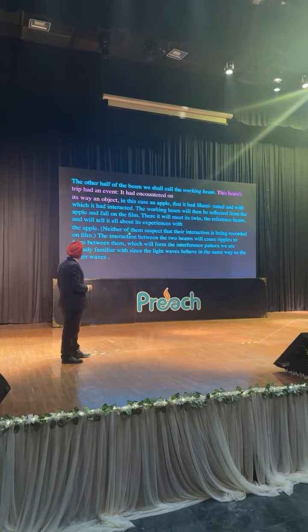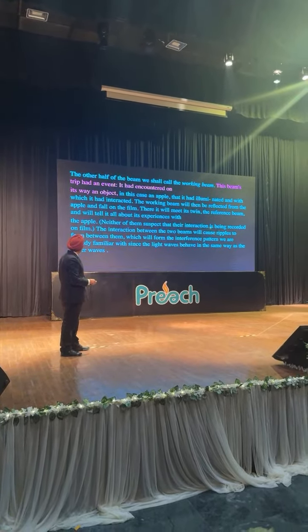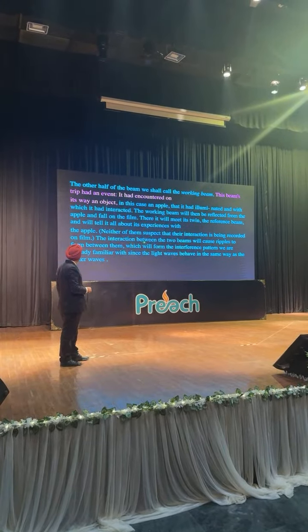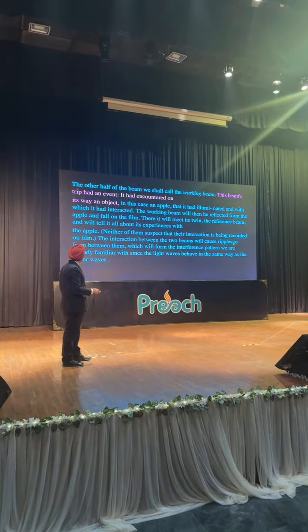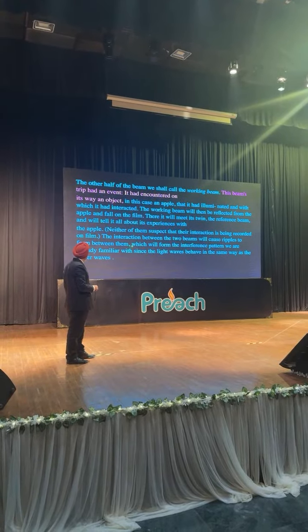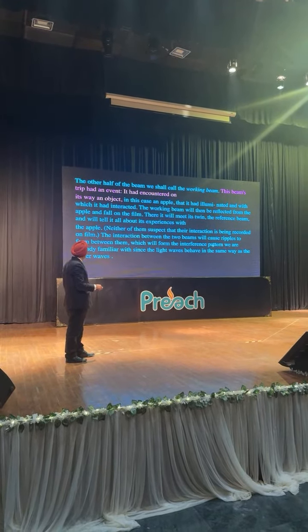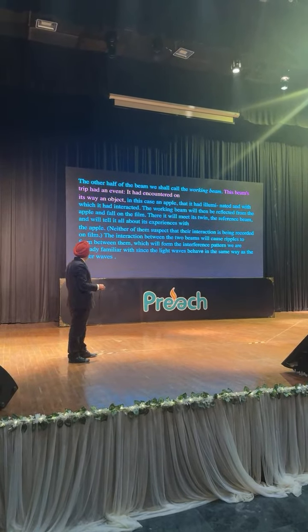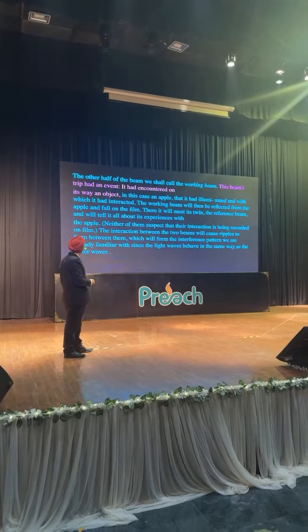The apple, neither of them suspected that their interaction is being recorded on the film. The interaction between the two beams will cause ripples to form between them, which will form the interference pattern we will be already familiar with, since the light waves behave in the same way as the water waves.